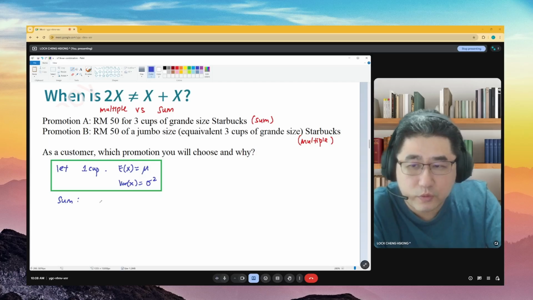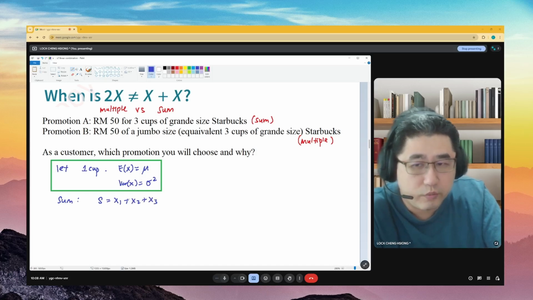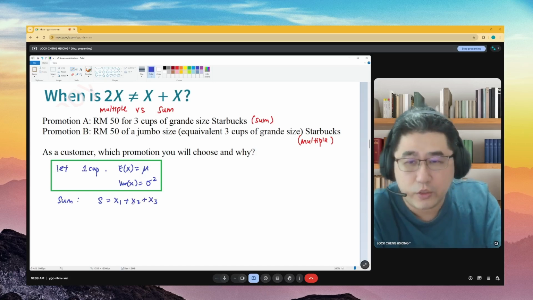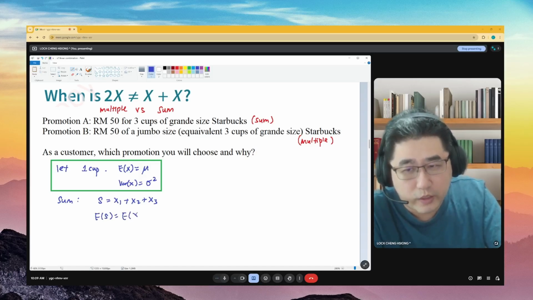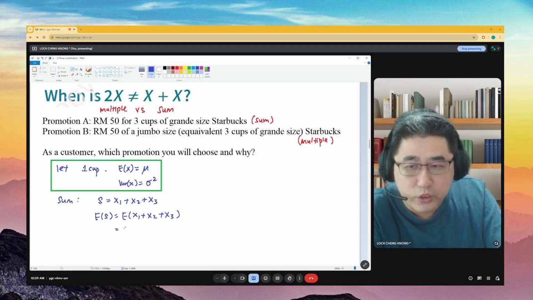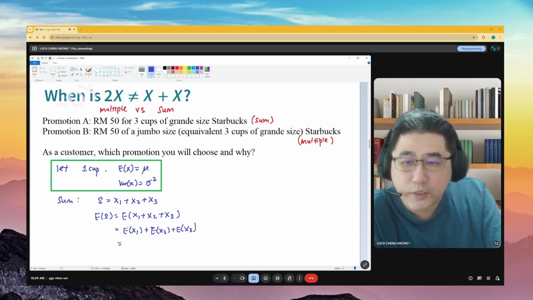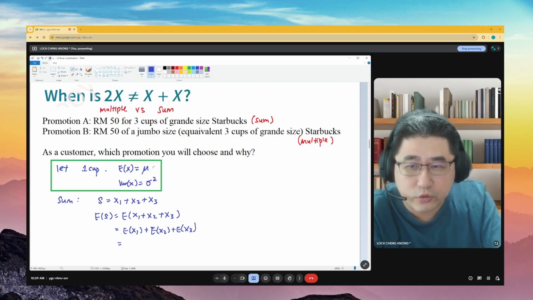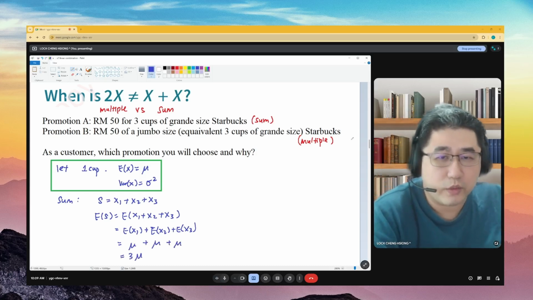Versus the multiple. For the sum here, let S equal X1 plus X2 plus X3, because you have 3 different cups. So the expected value of S will be the expected value of X1 plus X2 plus X3. According to the rule, it is E of X1 plus E of X2 plus E of X3. E of X1, according to the setting, we set already equals mu. So this equals mu plus mu plus mu. The result is 3 mu. We leave it as is.